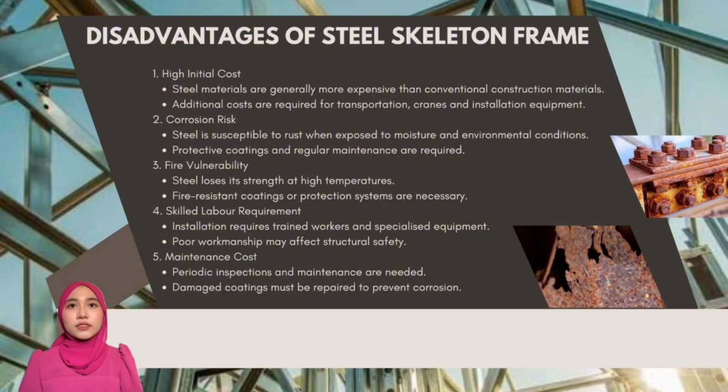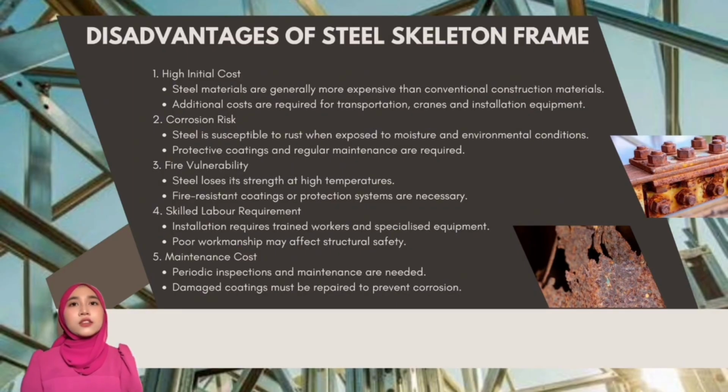Another disadvantage is fire vulnerability. Although steel does not burn, it loses strength when exposed to very high temperatures. During a fire, steel members may deform or weaken, which can affect the stability of the building. For this reason, fire-resistant coating or other fire protection systems are usually required.